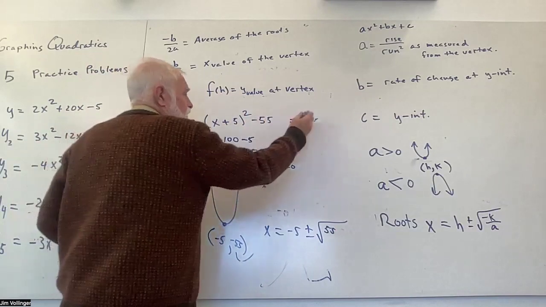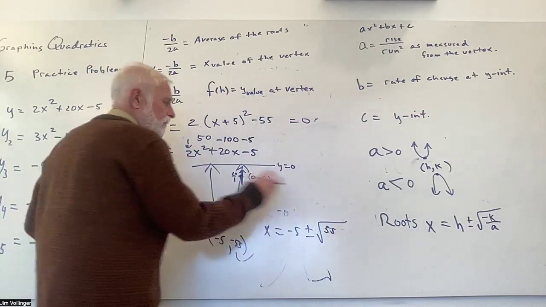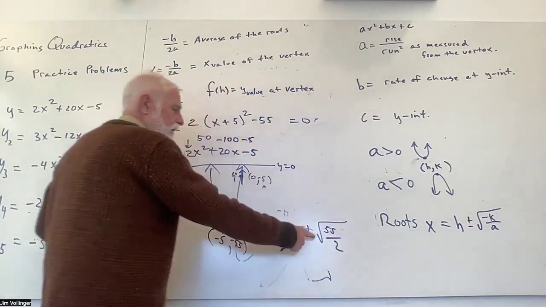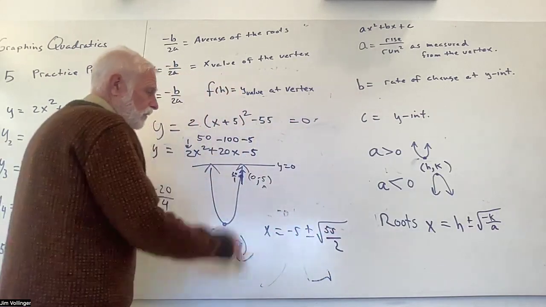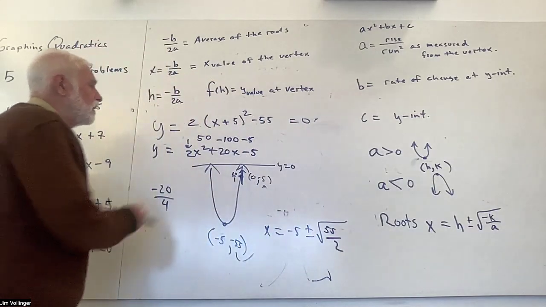Okay, if I set that to 0, you can see why I have to go up 55 units. And I'm dividing by 2 and taking the square root. And there are the roots. And the explanation for that is in the supporting videos.